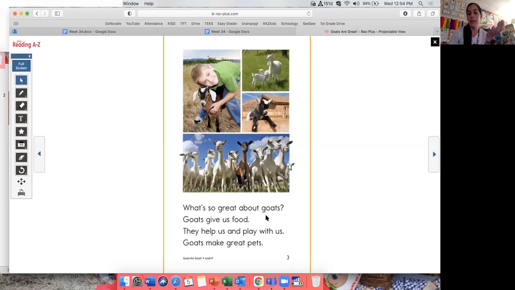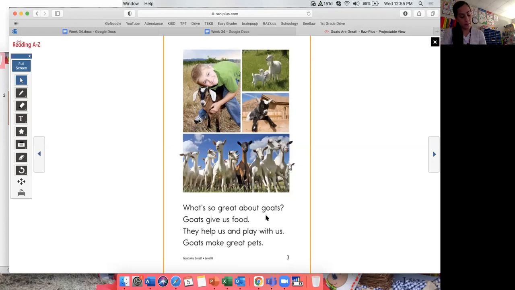So I think something interesting would be that they make great pets. That might be an opinion. Not everybody might think that. And that they play with us might be another interesting or cool fact. People might find that as an interesting or cool fact. But the most important thing here is that I think that they give us food. What do you think? Right. I'm going to go ahead and write that down so I don't forget.